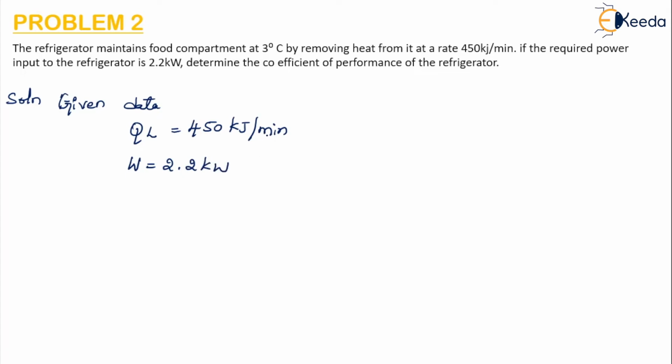Now how do you convert this kilojoules per minute into kilojoules per second? Just divide it by 60 to convert it into kilojoules per second. So we will get it as 7.5 kilojoules per second, or we can write it as kilowatt also, because joules per second is watt.